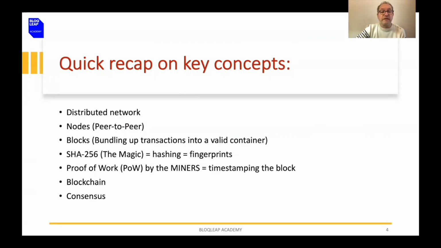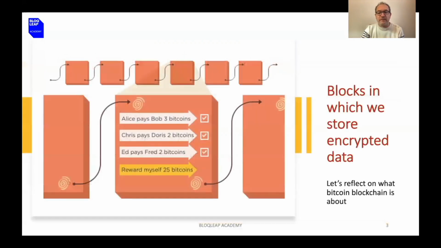The SHA-256 algorithm, the hashing, the fingerprint, we talked about that quite a lot. Proof of work, you had a video dedicated to that topic, miners as well. I mentioned, I remember once, the time stamping. And this is very important. I want to go back 5 minutes on that because it's one of the most important aspects of Bitcoin when you want to apply blockchain to real cases. We will see that later on in the intermediate level.